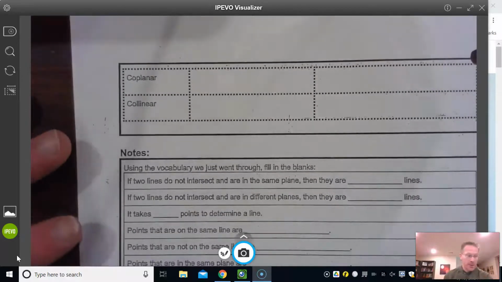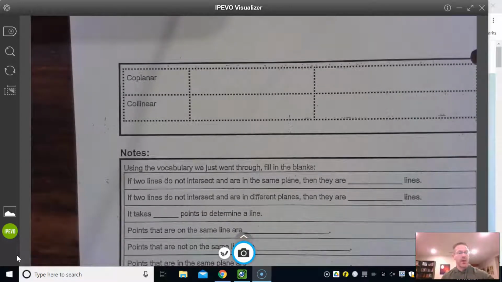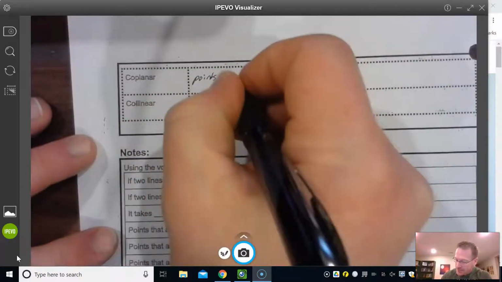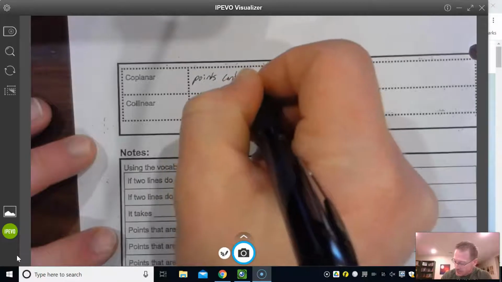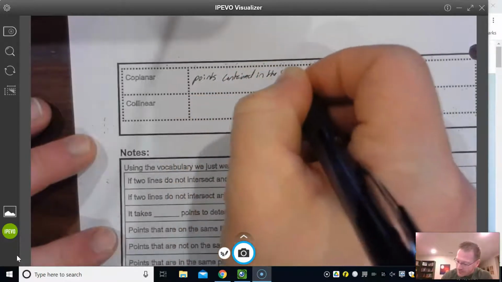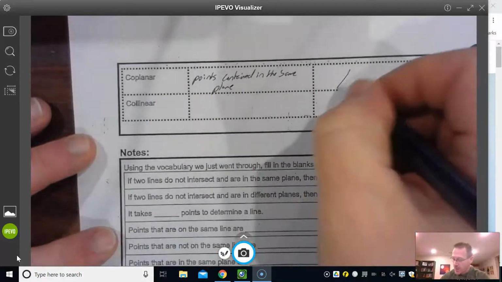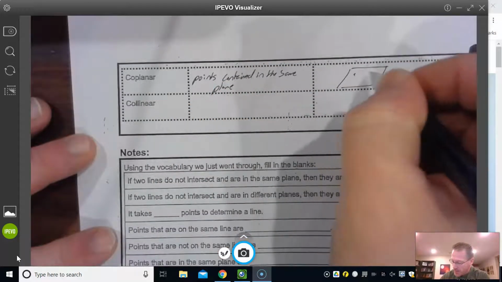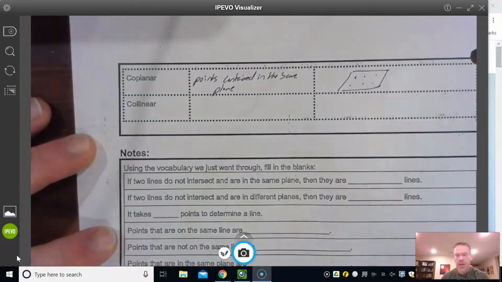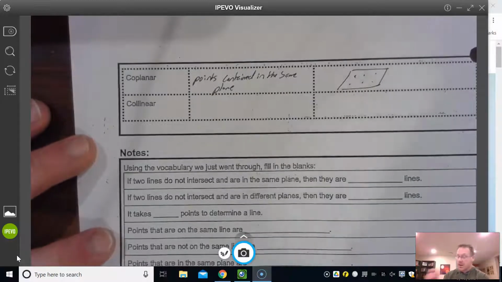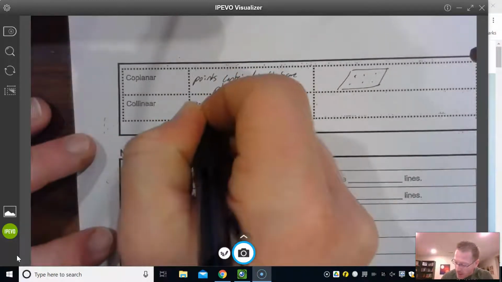So coplanar. If you think about co-presidents, co-leaders, it means together. So these mean points contained in the same plane. And that's what I was referring to earlier. When we think about a plane, all these points would be coplanar. They're all in the same plane. All right, so collinear means points on the same line.